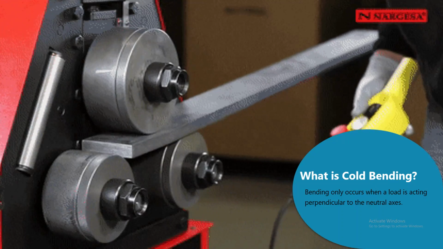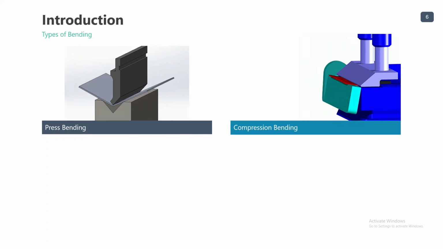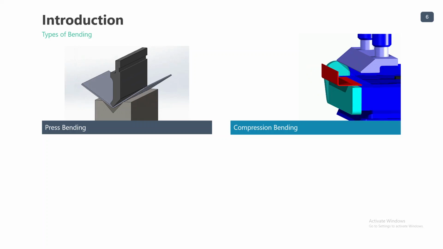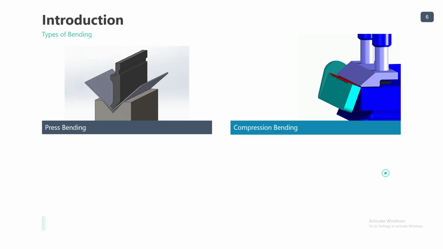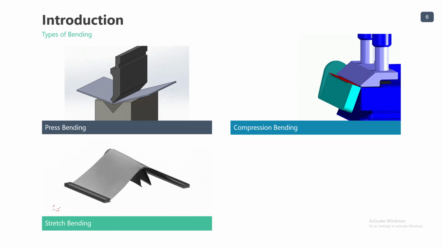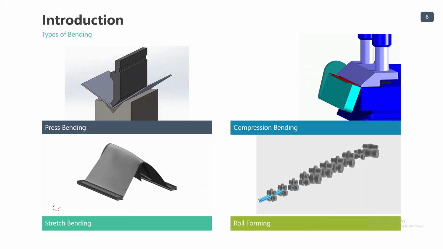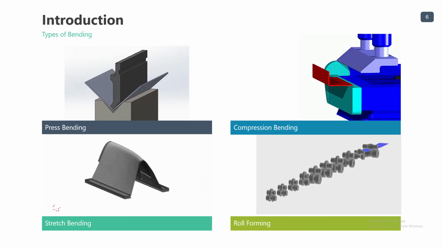Here we can see press bending. Its advantage is that it gives shape to the object. Moreover, compression bending is less expensive for tooling. However, the one downside of compression bending is that it is not intended for small tight radius bends. Now for stretch bending, its disadvantage is that it does not keep the same cross section for tubes while bending. Finally, roll forming can produce more parts with greater uniformity and consistency throughout the length of the part.